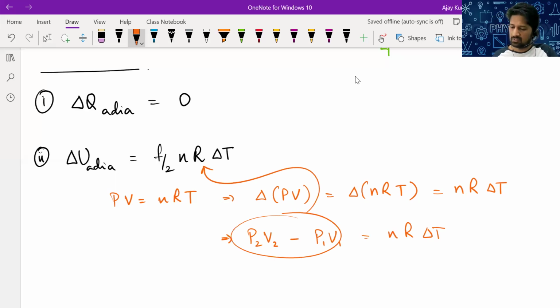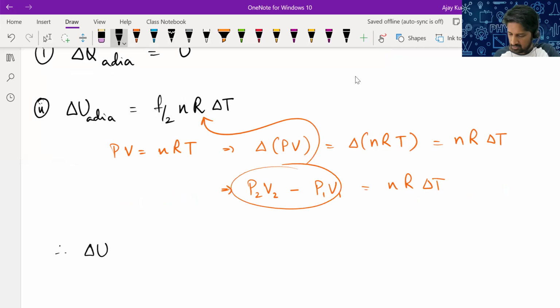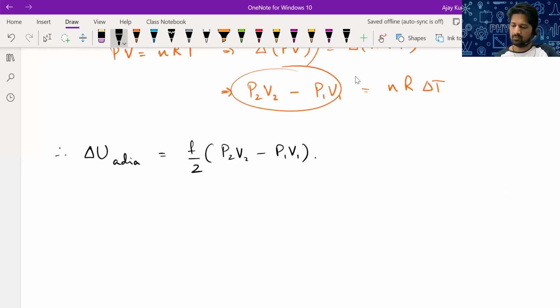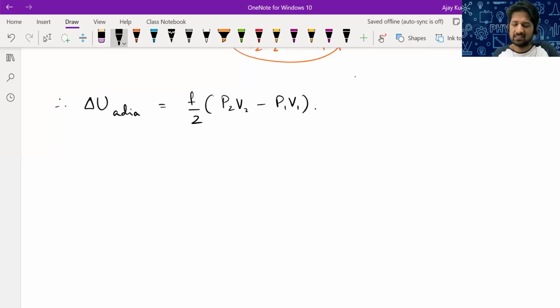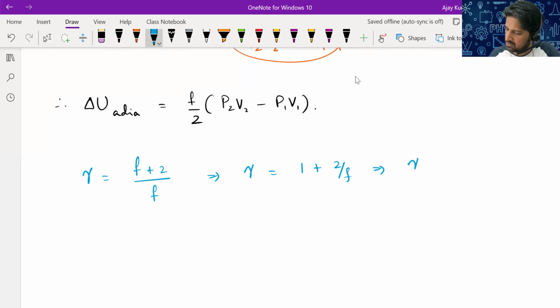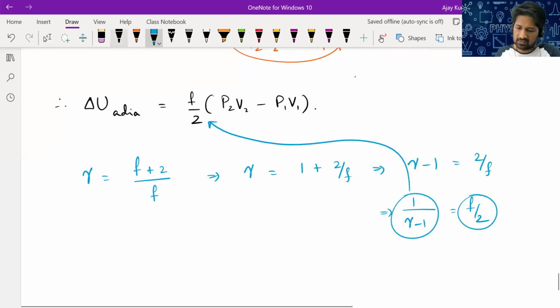So in place of nR delta T, you can even substitute this. Okay. Therefore, the change in internal energy in an adiabatic process can also be calculated as F by 2 times P2 V2 minus P1 V1. Okay. And in many books, this is written in a slightly different manner. I prefer this actually. This is much easier. But they write it in terms of gamma. In terms of gamma, it gets complicated. Gamma is what? F plus 2 divided by F, right? So it can also be written as 1 plus 2 by F, which can also be written as gamma minus 1 is equal to 2 by F. If gamma minus 1 is 2 by F, 1 divided by gamma minus 1 will be F by 2. So in place of F by 2, they put this 1 by gamma minus 1 here. Then what does the change in internal energy become?